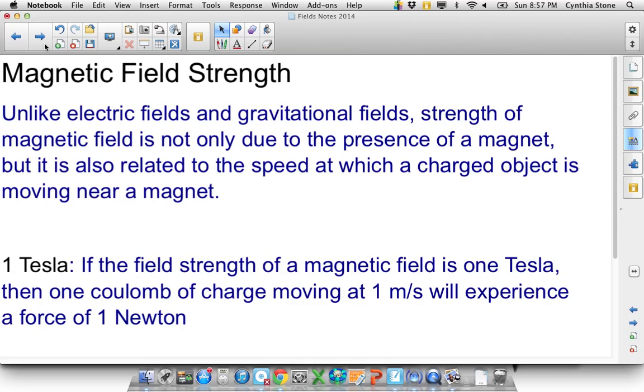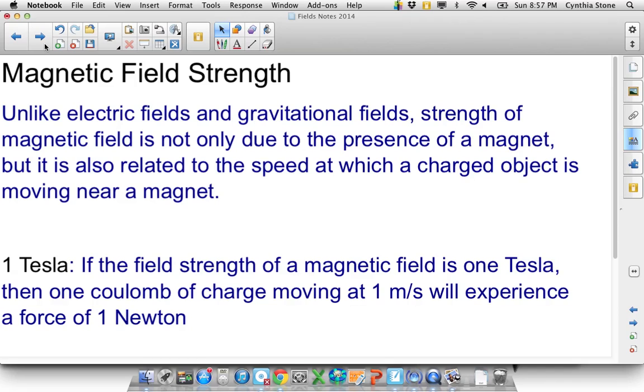All right, so this magnetic field strength, though. The amount of force an object in a magnetic field experiences isn't only due to whatever magnet is causing the magnetic field. If it's a charged object, it's also related to its speed. Okay? We give it the unit Tesla. It's quite odd, and for now, don't worry about it too much. Hopefully you understand a bit more later, but T for Tesla, that's the big thing.